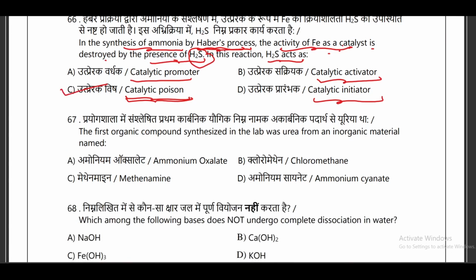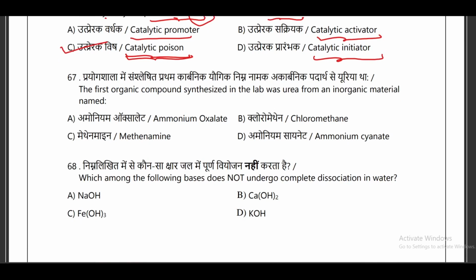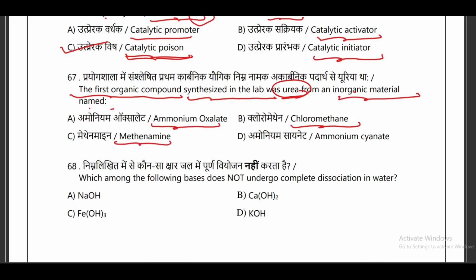In the next question, the first organic compound synthesized in the lab was urea from an inorganic material named. They are providing you four options: ammonium oxalate, chloromethane, methenamine, and ammonium cyanate. So in this question, your correct answer is D, ammonium cyanate.